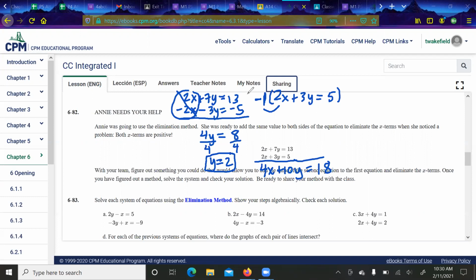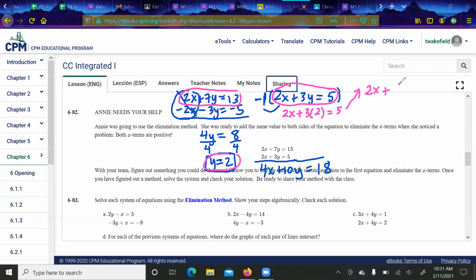x, right? Now, which one do we want to use? Do you want to use one of the original equations? Do you want to use the first one, or do you want to use the second one? I think the second one's a little easier because the numbers are smaller. You can use the first one, it's fine, but I'm going to use the second one. 2x plus 3y, well, we know y is 2 right here, equals 5. Okay, I'm going to do the rest of the work up here.